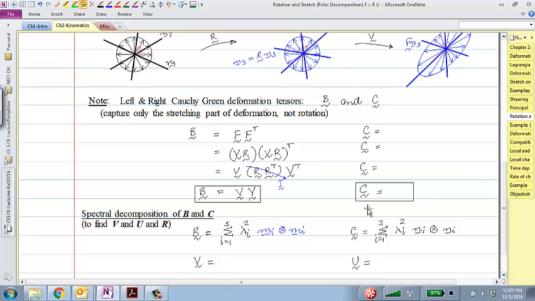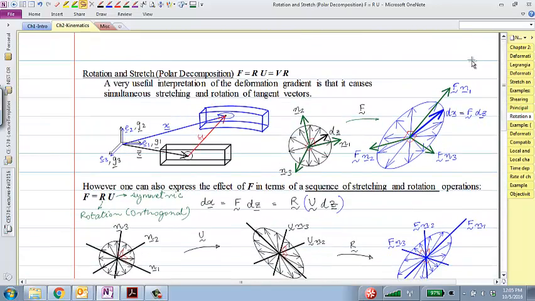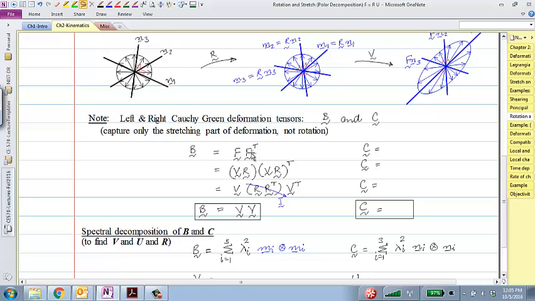So the way to find these two tensors R and U, if you are given F, or if you are given the map, you calculate F. From F, if you have to find B, the U and V tensors, and the R tensor, one way to do that is to first find B. B would be F F transpose. Once you find B, you can find V. Can you take a guess how? How would you find V, given that V square is equal to B?